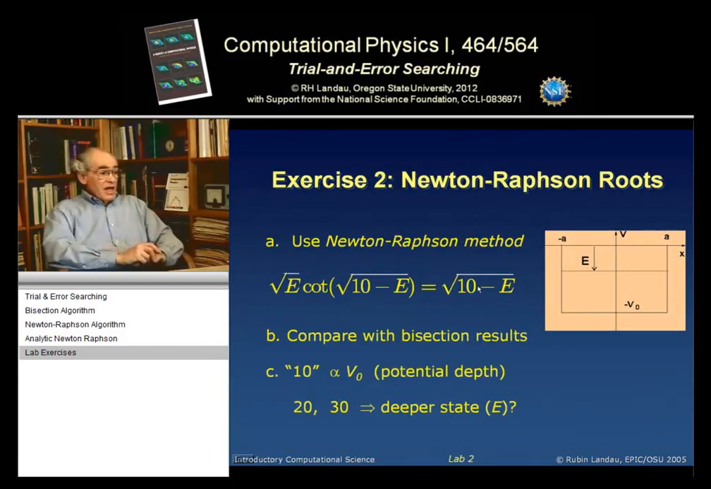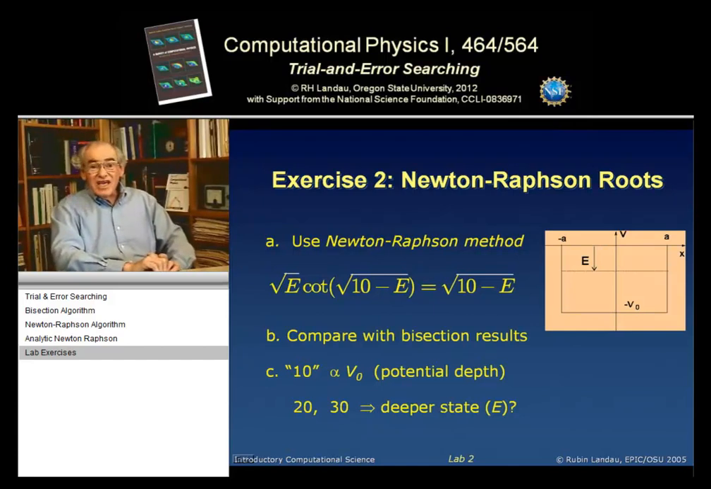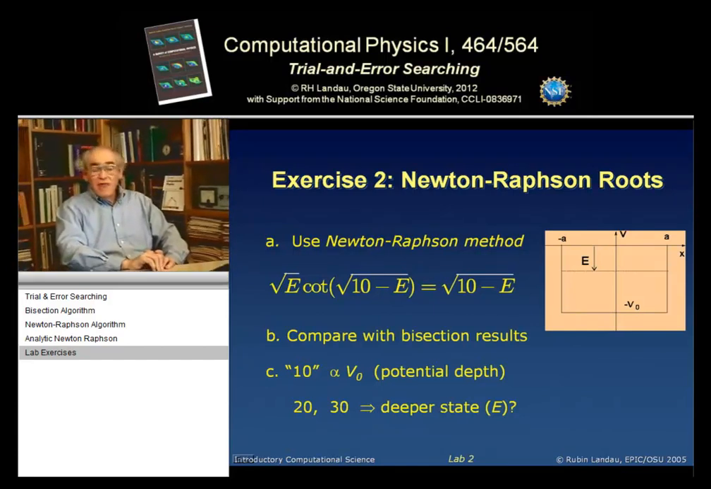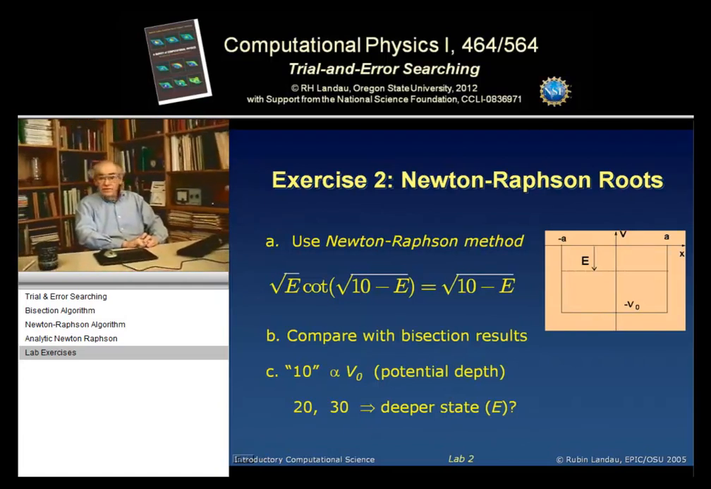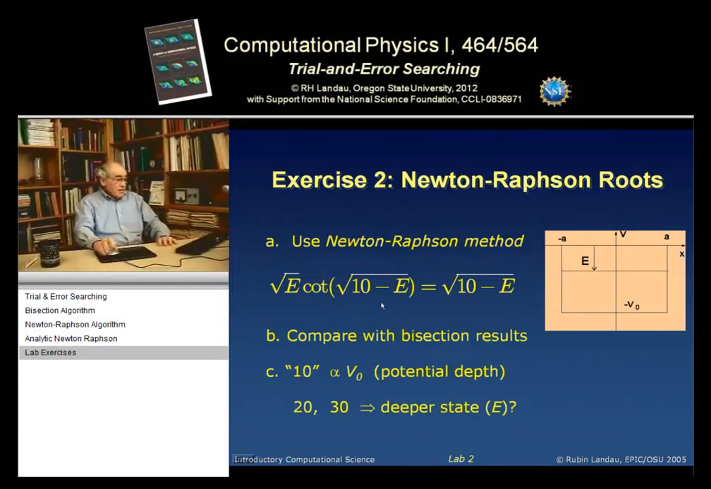Okay? Exercise 2 says, do the same thing again, but use the Newton-Raphson method. So you know where the solution is now from your graphs. You have a rough answer. See how much quicker Newton-Raphson is. See if it doesn't fail. Solve the same equation. Okay, equation here in line A. And now compare your results to the bisection algorithm.